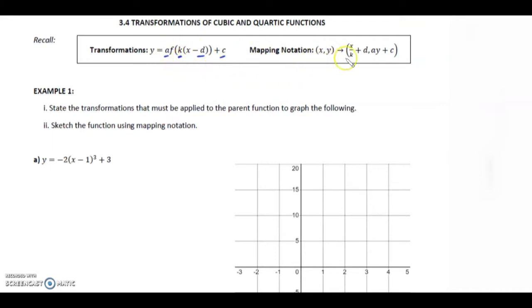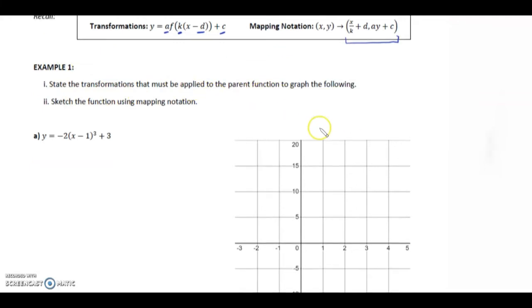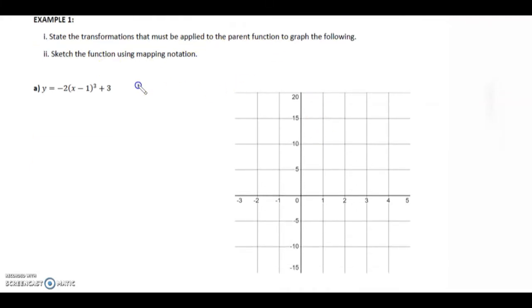Okay, and this is how we do the mapping notation. We are back to this. Okay, example 1. State the transformations that must be applied to the parent function to graph the following. So first of all, the parent function for this is x cubed. We have y equals -2(x minus 1) cubed plus 3. Parent graph is just x cubed. So we have to go through each of these transformations individually and list what's going on.